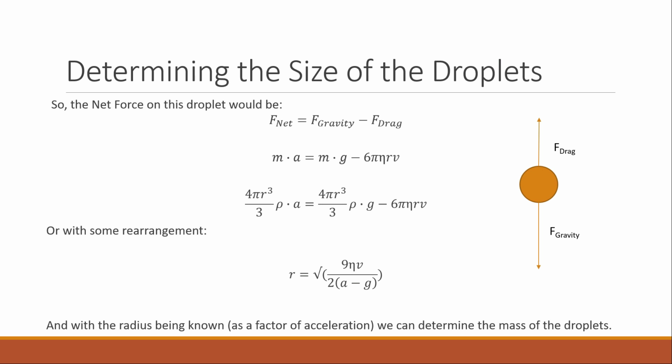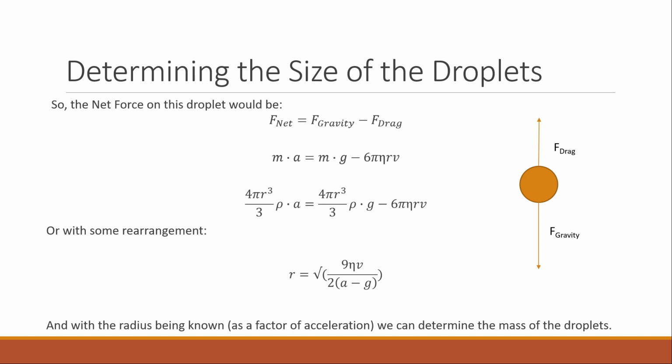So the net force on this droplet would be the gravity pulling down, subtracted by the drag going up. And if we substitute in, net force is mass times observed acceleration. Gravity is m times 9.8, that's our g, minus the drag formula. Substituting 4/3 pi r cubed times rho, the density, for mass, we can get that third line of math there. That's just a substitution.